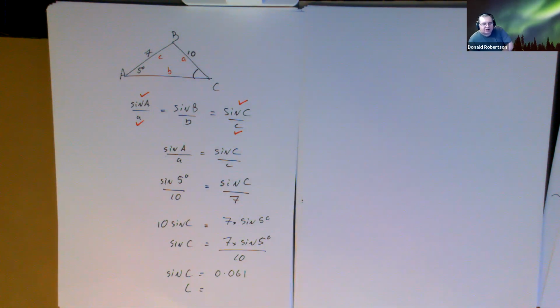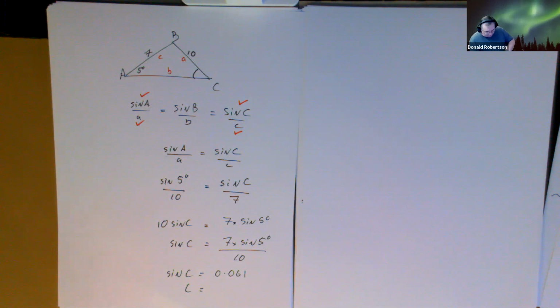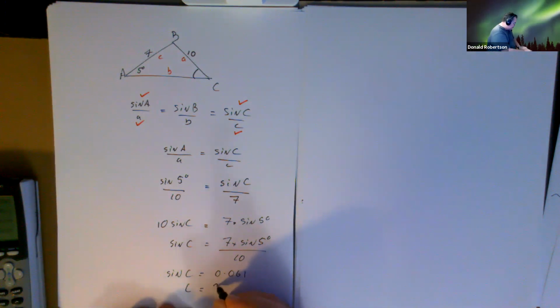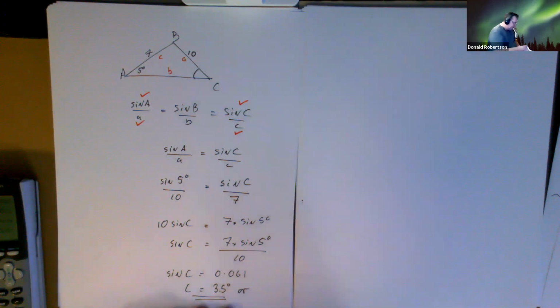Okay, how do I find angle C now? It's the only thing that's left. Inverse. Okay, so I'm going inverse sine of 0.061. That should be accurate enough. And I get 3.5 degrees. And that is correct. Angle C being 3.5 degrees is a correct answer.